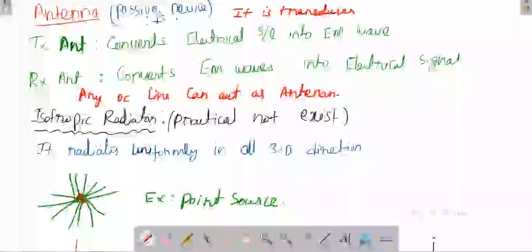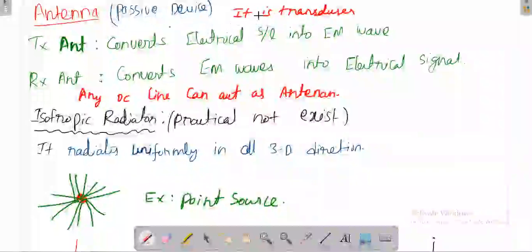Okay, antenna is a passive device and it is a transducer. What is a transducer? It converts one form of energy into another form of energy.